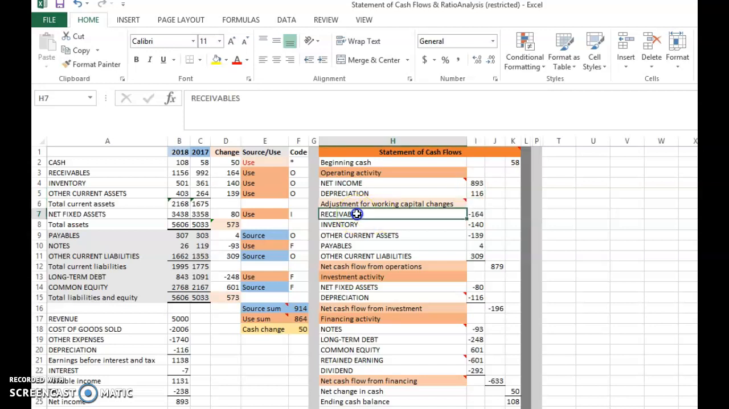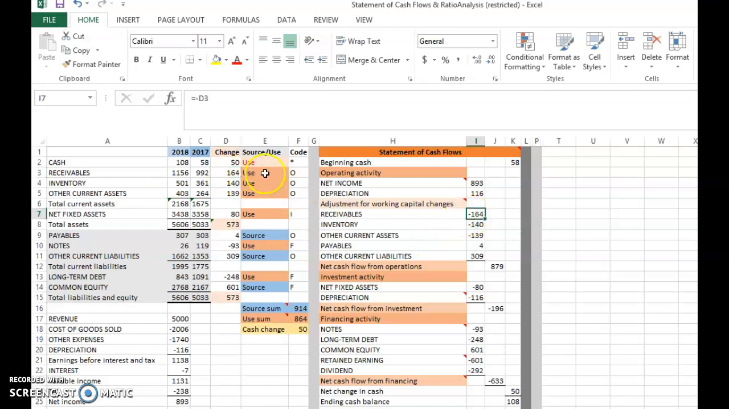When you come to receivables, you find that the change, we are not interested in the full amount, we are only interested in the change in the amount, therefore receivables is 164. It says there is a use. Remember, it's an operating activity, so it comes under operating activity here. So receivables will be negative 164. It's the same amount here, but it's not positive.